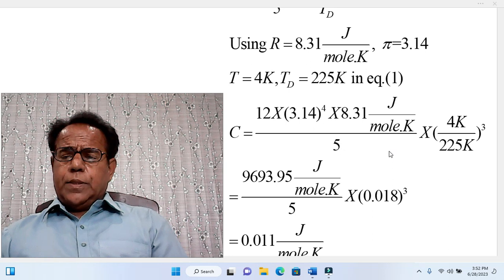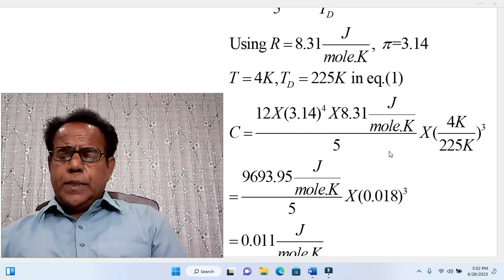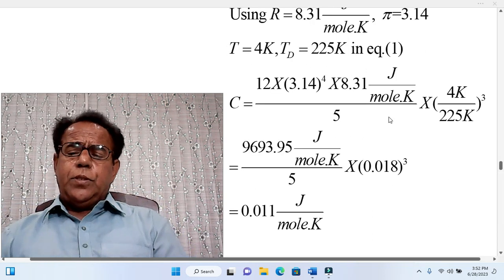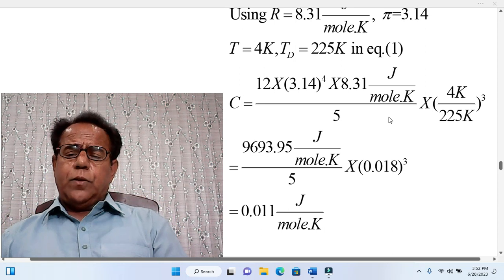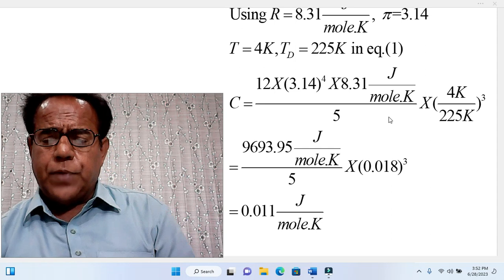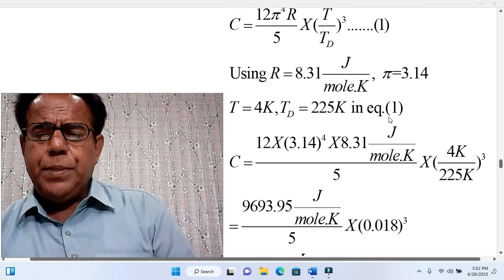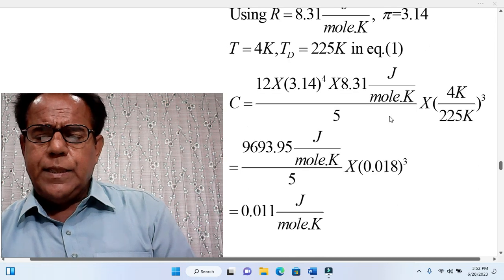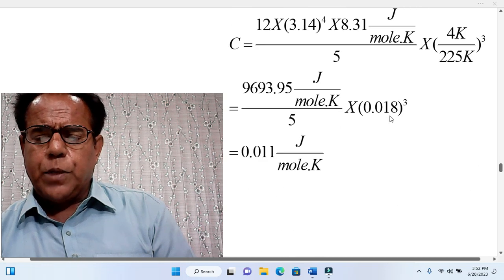Yes, students, here Kelvin will be cancelled with Kelvin, and the answer will be in the units joule per mole Kelvin. Its solution is 0.011. So Debye heat capacity becomes 0.011 joule per mole Kelvin.